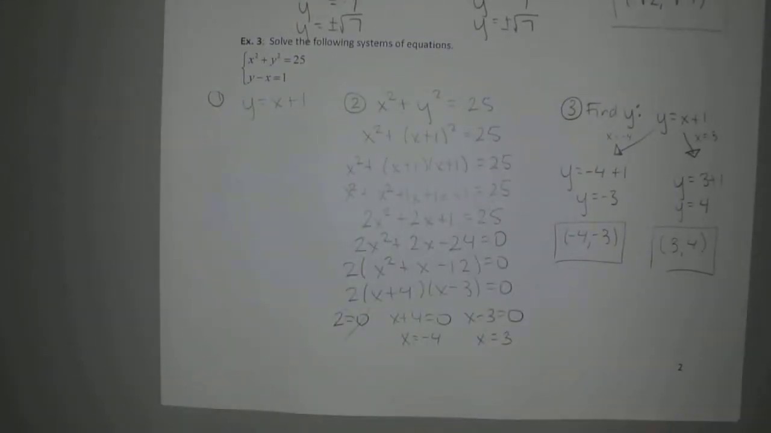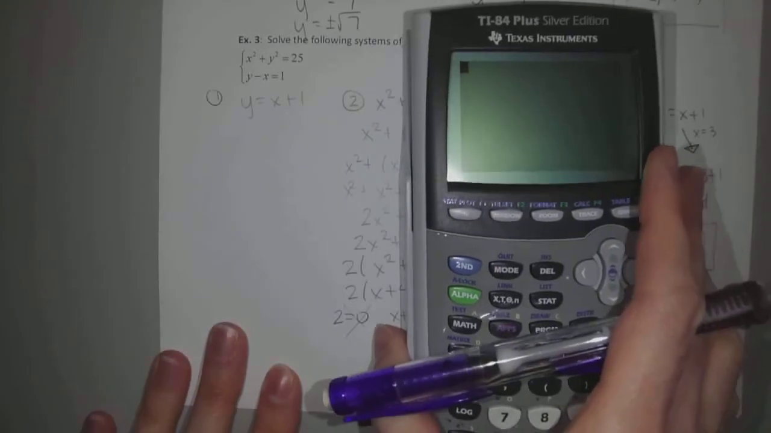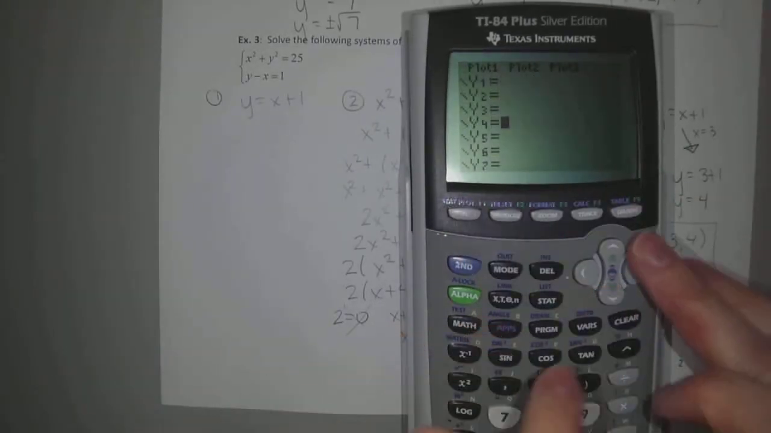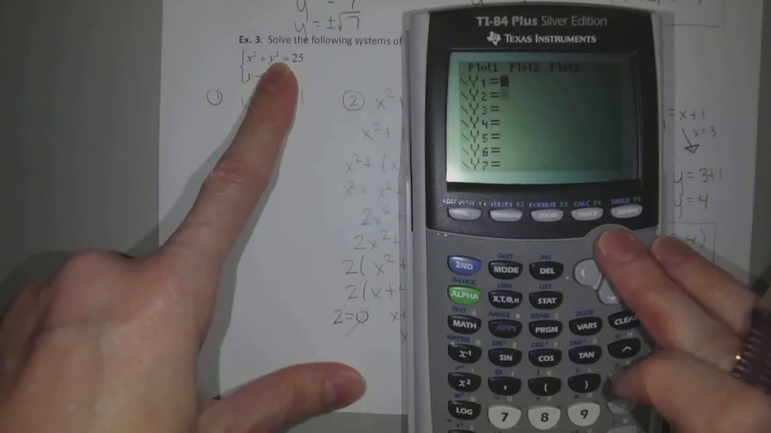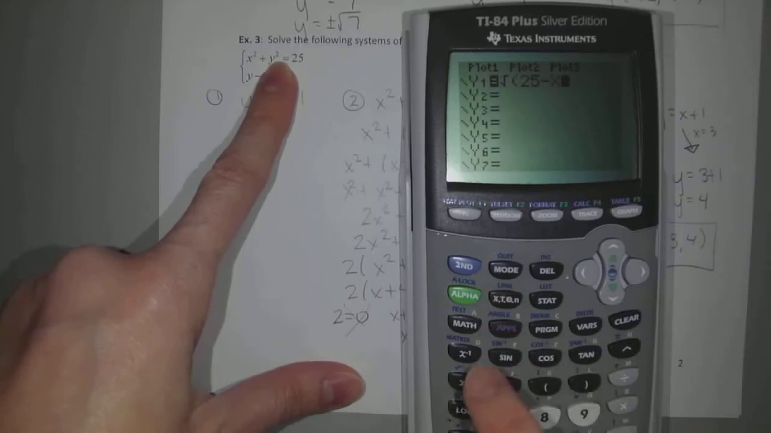We can throw x plus 1 in our calculator. I'm going to just do it real quick because I don't trust my algebra. Let's double check. So I'll do y equals, I'm going to clear all this stuff. Okay. So this one, guys, remember all you have to do is you just subtract the x squared over. So we'll have the square root of 25 minus x squared. And then we'll have the negative version of that.